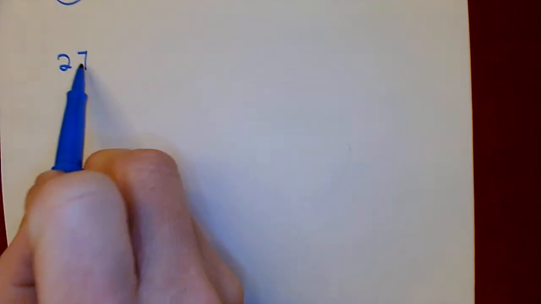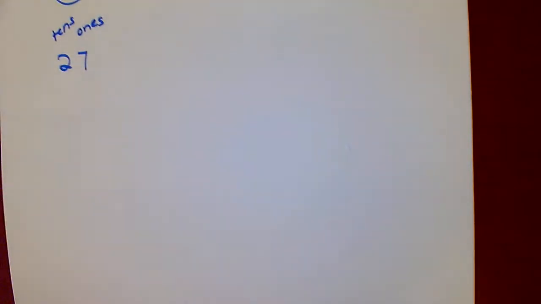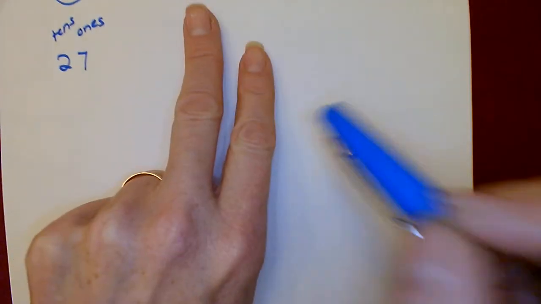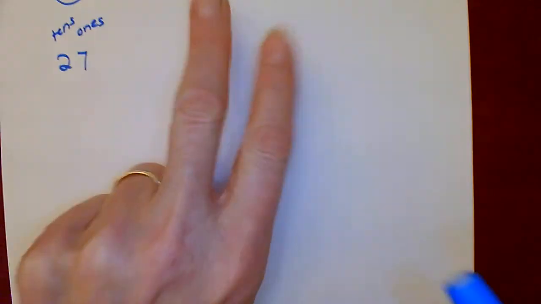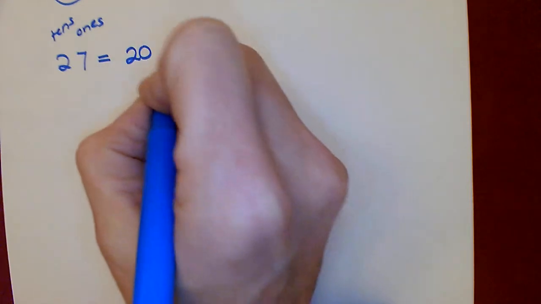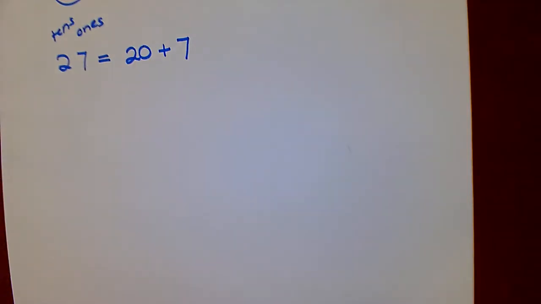So what we know is that 7 is in the ones place, and I could write that ones. And we know that 2 is in the tens. So if 7 is in the ones, that means I have 7 ones, and if 2 is in the tens place, I have 2 tens. What's 2 tens? Well, you can count up by tens. So 10, 20. So this 2 is the same thing as 20. That's its value. And then 7 ones, which is just plain old 7.